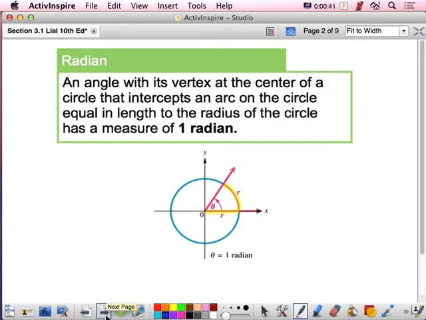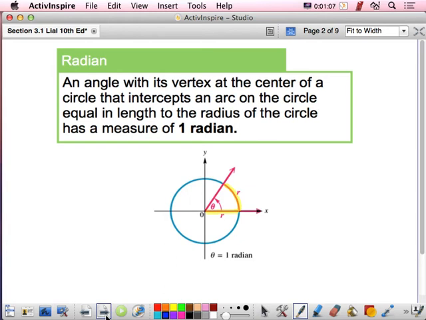Now, degrees are made up. We talked about it earlier, the Babylonians decided a very long time ago that there were just going to be 360 degrees in a complete revolution of a circle, and that we were going to divide that up, and 1/360th of that is what a degree is. A radian, however, is built into the concept of the circumference of the circle.